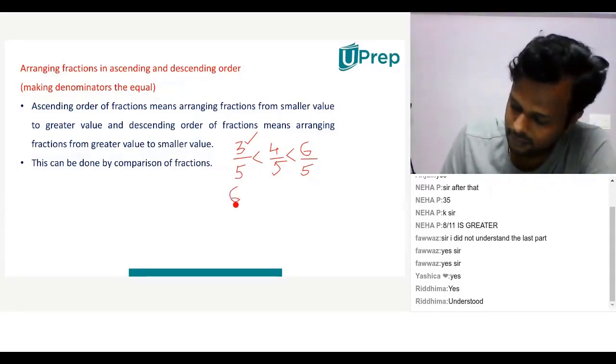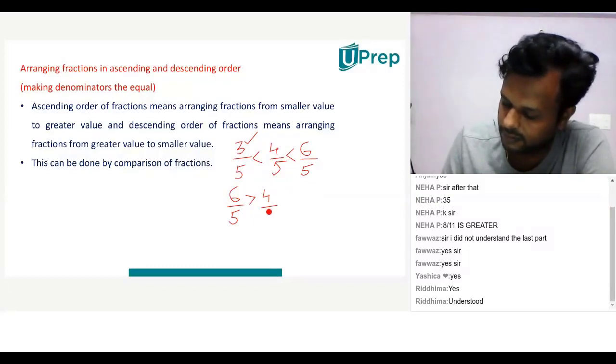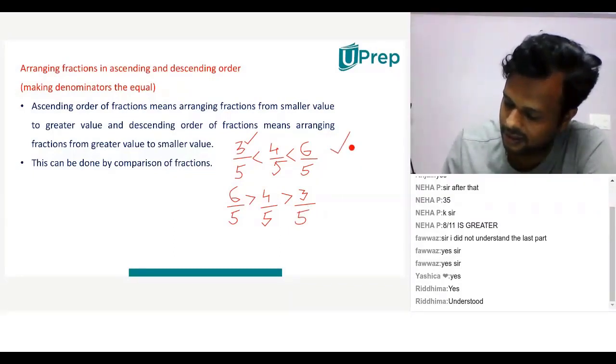Yes, sir. Now, if I ask you to write it in the descending order, how do we write this, children? 6 by 5 is greater than 4 by 5. 4 by 5 is greater than 3 by 5. Very good. In the opposite manner, right? Yeah. So, children, this is the ascending order.